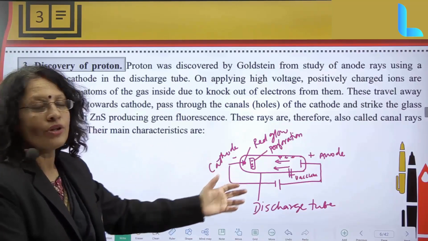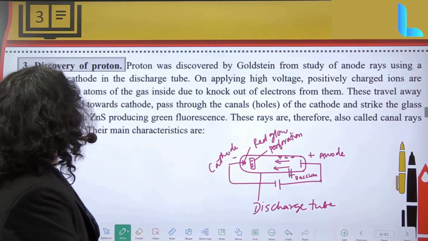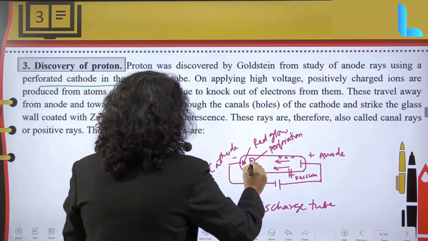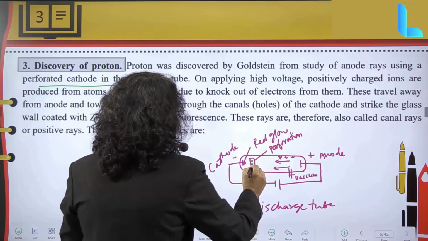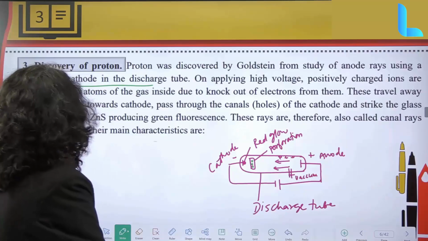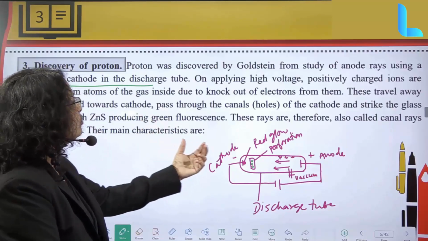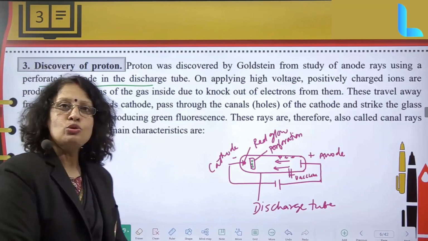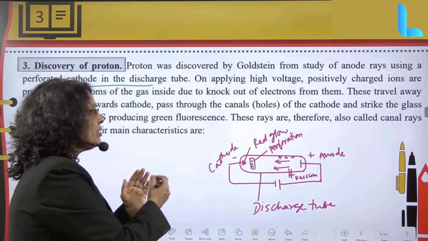This is called an anode ray tube, using a perforated cathode in a discharge tube. So we are using a perforated cathode here. This is the perforated cathode, and this is the perforation. On applying high voltage, positively charged ions are produced from the gas inside due to knockout of electrons from them. These travel away from the anode towards the cathode.